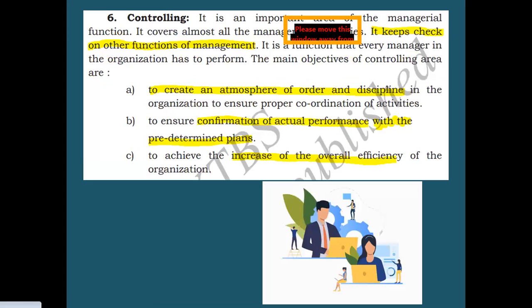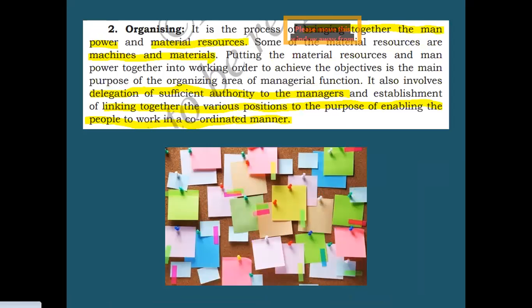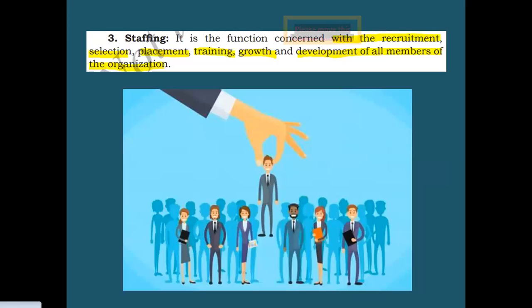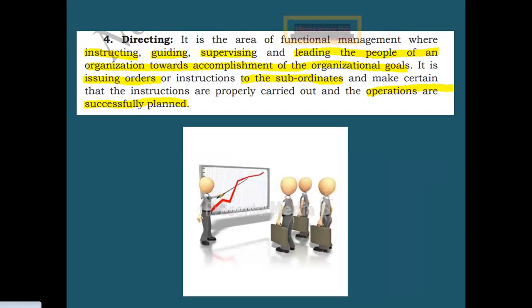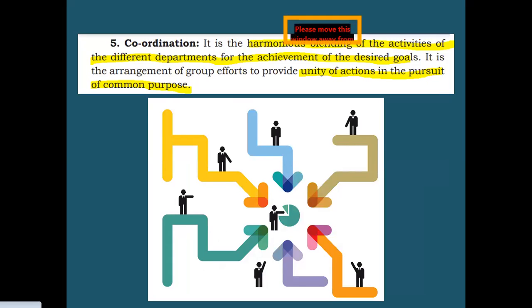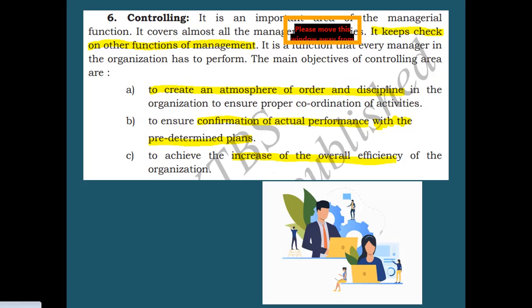Next and last one is controlling, guys. When we talk about controlling, we have done the planning. We have organized it well. We have done the staffing and recruited the required staff. We have given them directions on what needs to be done and where we need to reach. Then we have coordinated all the departments. The last function is controlling.